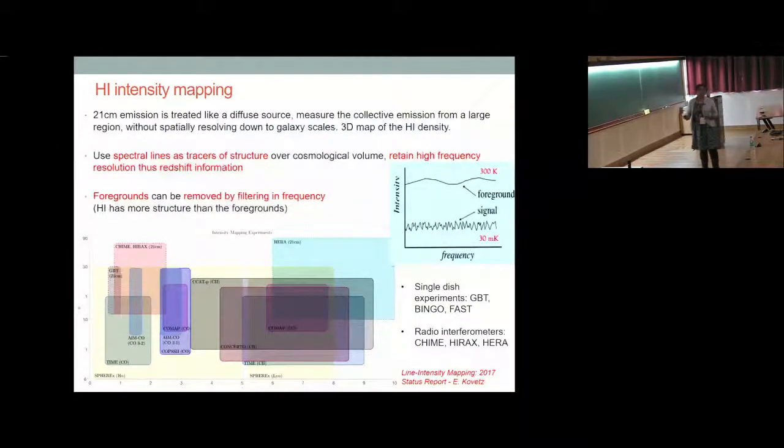I won't go into much detail about the foregrounds, but even though the foregrounds are about 4 to 5 orders of magnitude higher than the H1 signal, since they are much smoother compared to the H1, which has more structure, it can be possible to filter them out. This is from the line intensity mapping report from 2017, giving a list of all the major intensity mapping experiments. Some of them are H1, some of them are CO, and so on. Some of them are single dish, some of them are interferometers.